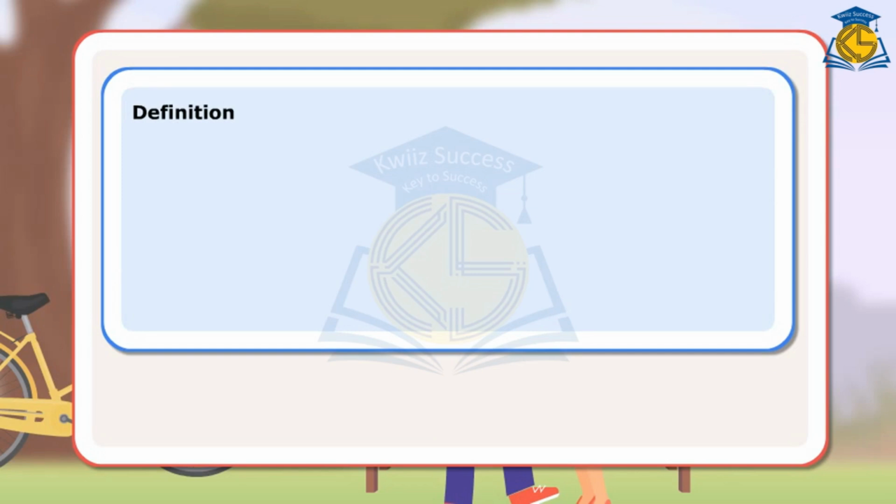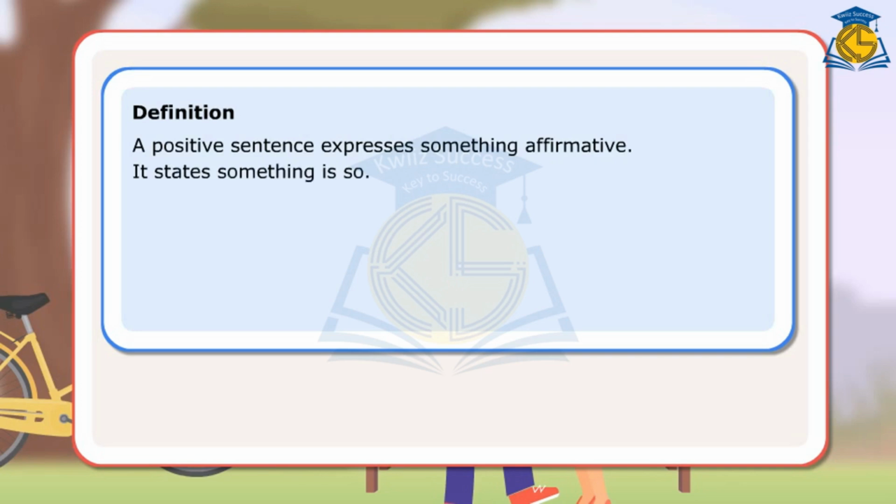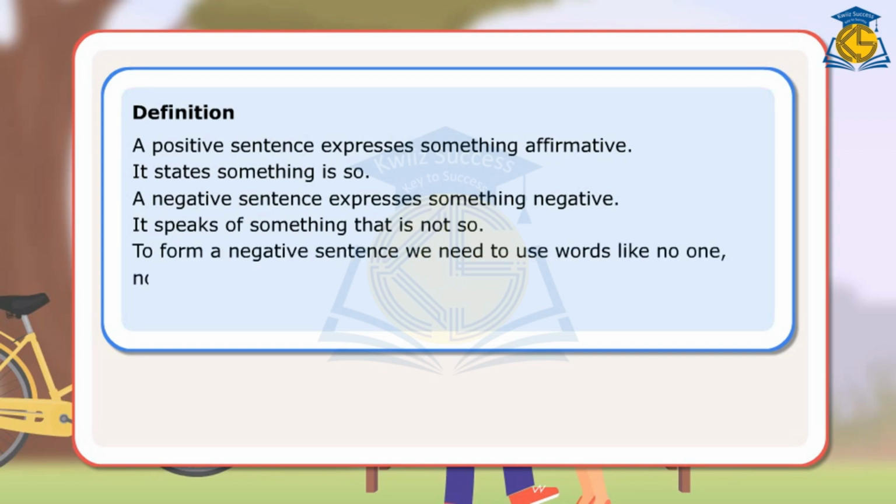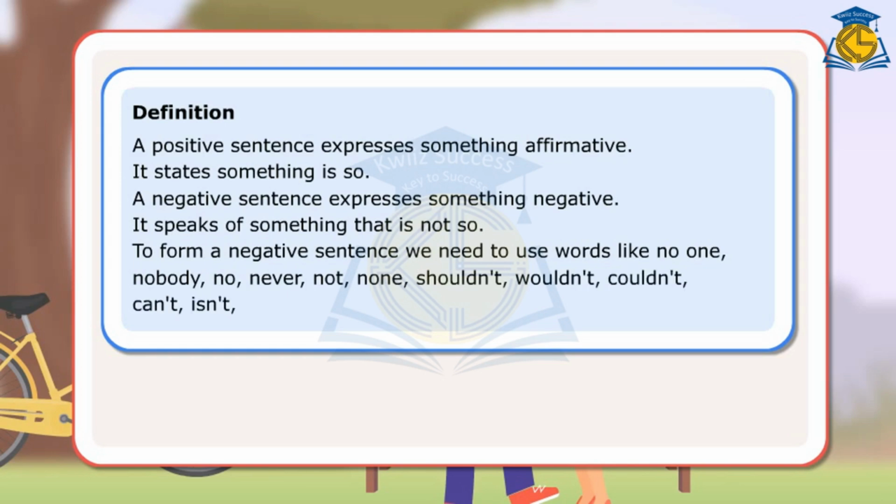Definition. A positive sentence expresses something affirmative. It states something is so. A negative sentence expresses something negative. It speaks of something that is not so. To form a negative sentence, we need to use words like no one, nobody, no, never, not, none, shouldn't, wouldn't, couldn't, can't, isn't, won't, shan't.